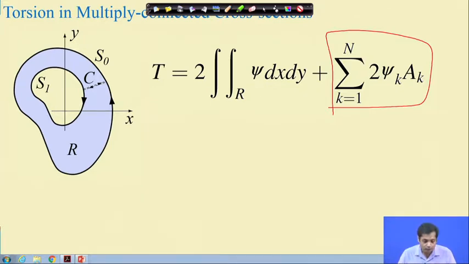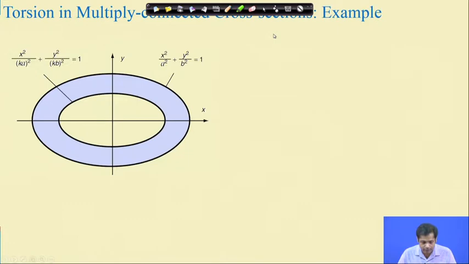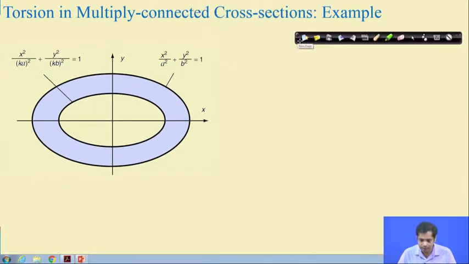Let us see that. Now, let us take one example like this. This example is taken because we already know the solution for the elliptical cross section, but in this case it is a hollow elliptical cross section. We will compare the solution of this problem with the solution of the solid elliptical cross section at the end. Now, the outer surface is this, and the inner surface is this. Depending on k, you can increase or decrease the size of this hole.